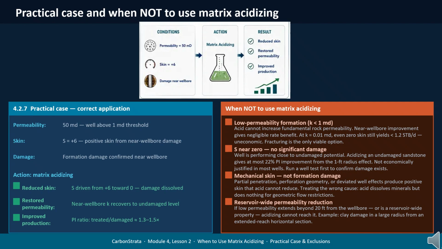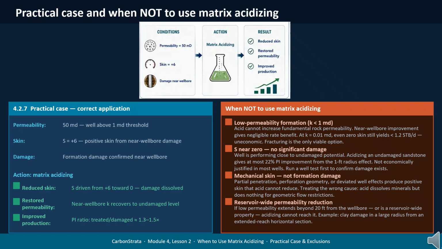Look at the center of the slide first. Conditions, action, result. Read it in order. Permeability is 50 millidarcy. This is already above the threshold, so the formation can deliver flow. Next line. Skin is positive. That confirms restriction near the wellbore. Now the third condition. Damage is located near the well. That makes it reachable. At this point, the decision is already fixed.